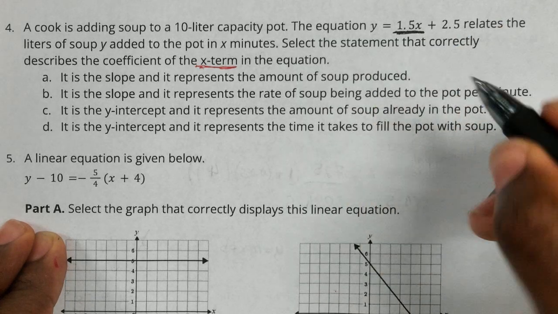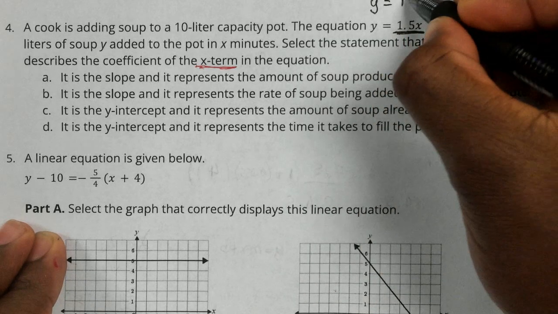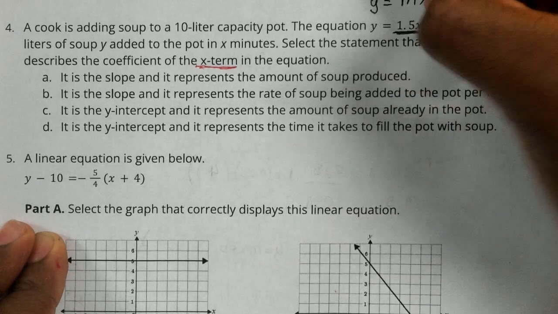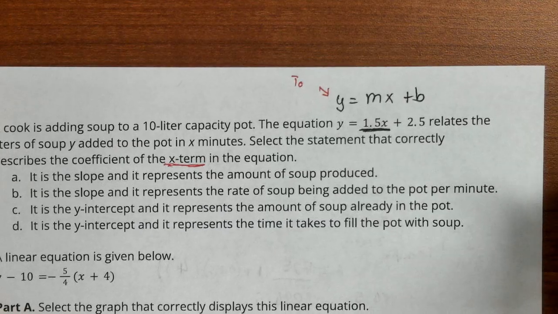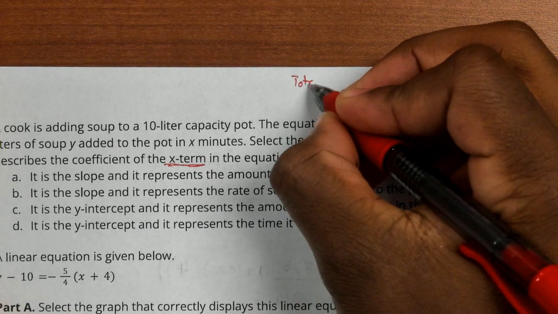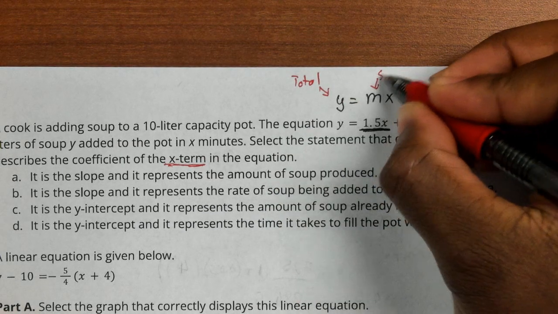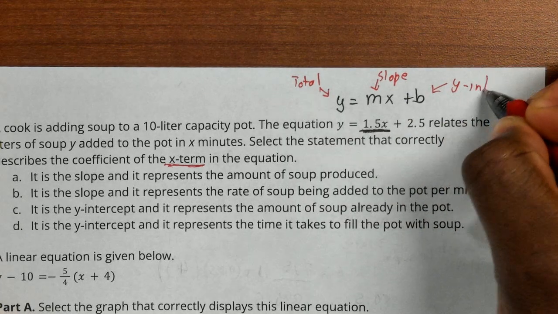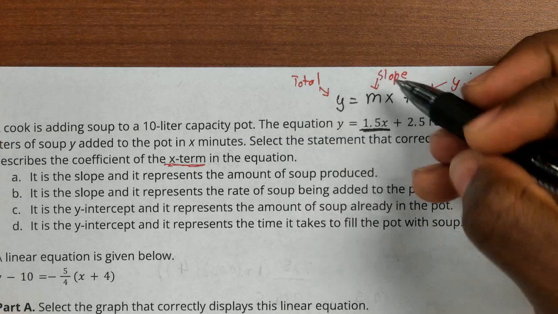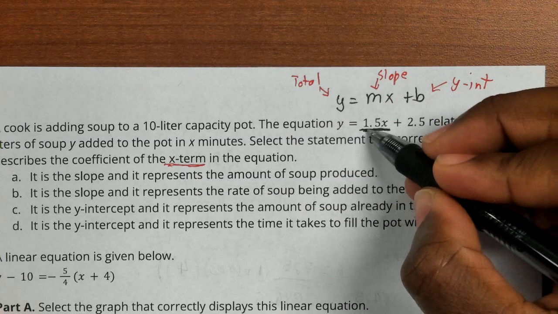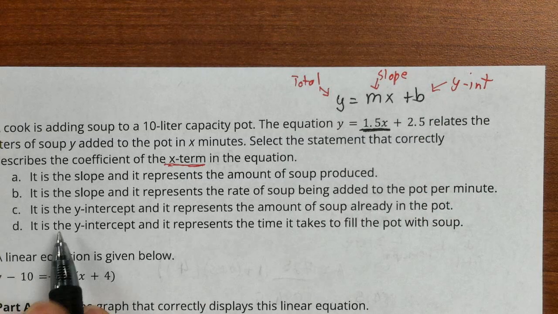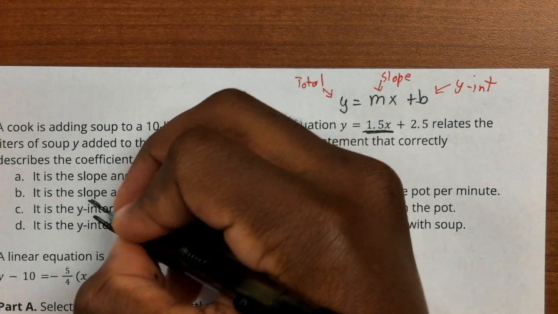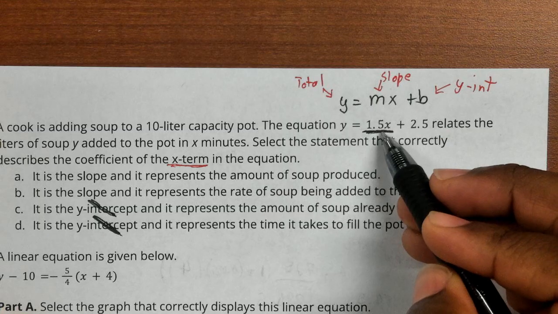But what this equation looks like is that general form for a line, y equals mx plus b, where we know y is your total. So again, y is your total, m is your slope, and b is your y-intercept, okay? So in this case, I'm focused on what is attached to my slope. So already I can eliminate these two things because these talk about y-intercept, but I'm focused on slope, all right?